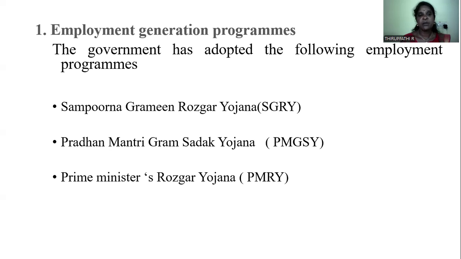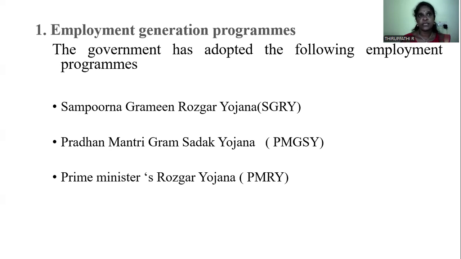The next is Pradhan Mantri Gram Sadak Yojana. This program was launched in December 2000. This program is a 100% centrally sponsored scheme. The main aim of the program is road connectivity to unconnected habitations with a population of 500 or more in rural areas. The next is Prime Minister Rozgar Yojana.